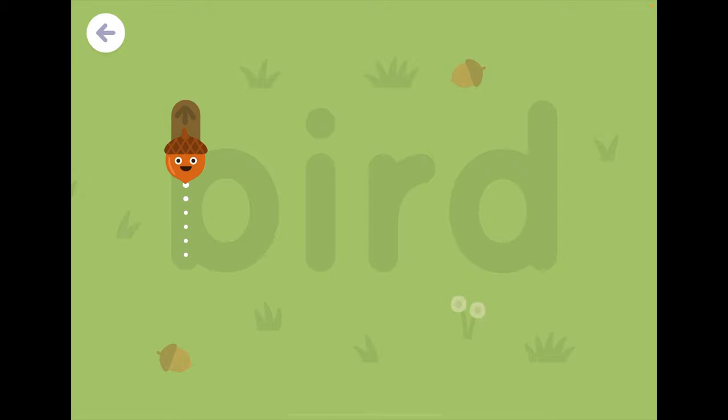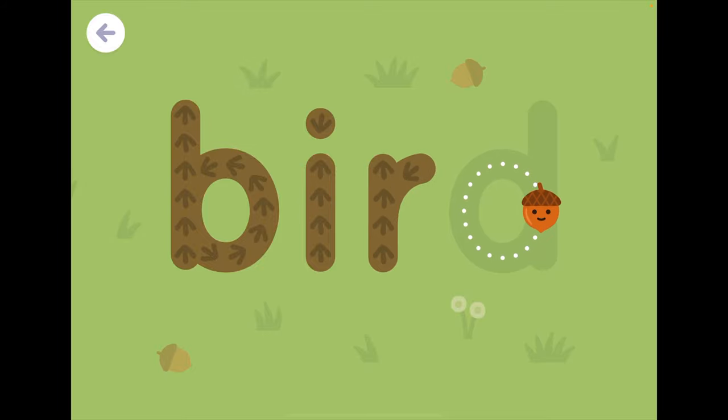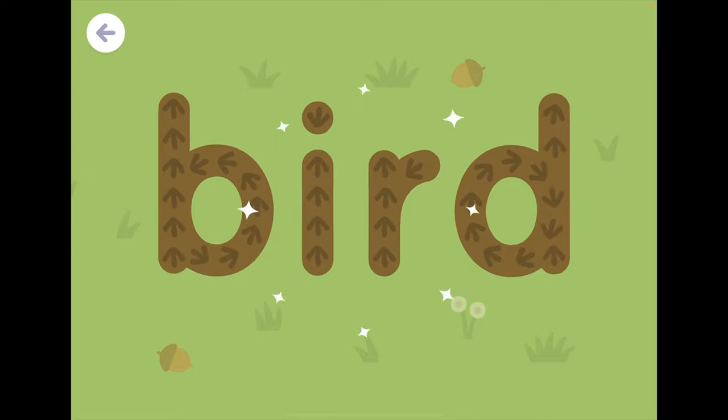This is the word bird. Do you know what the word bird starts with? B. Bird starts with B. B. I. Burr. That's an R sound, isn't it? R. D, D, D. Bird. D. Bird.